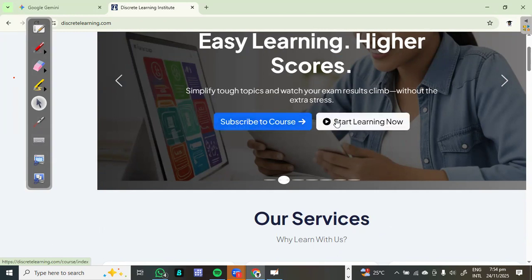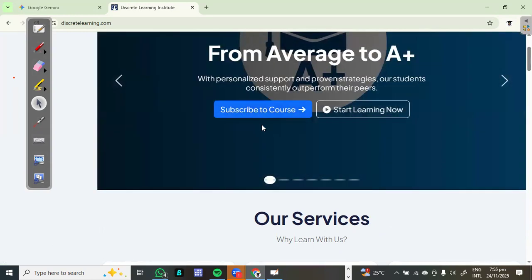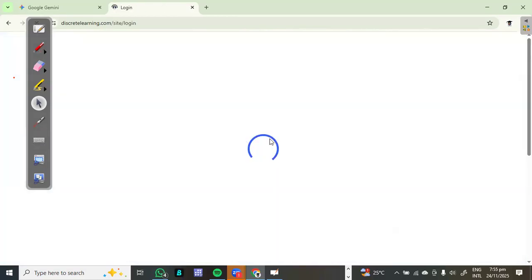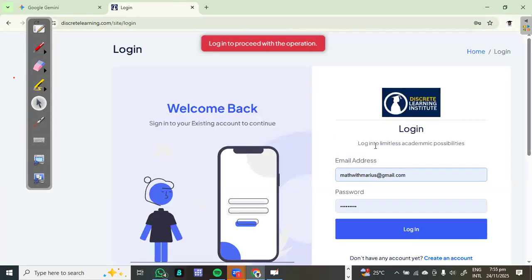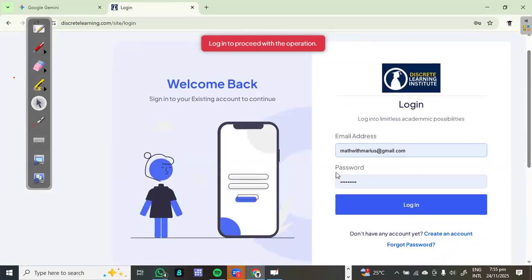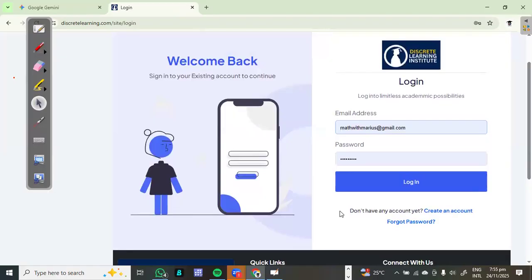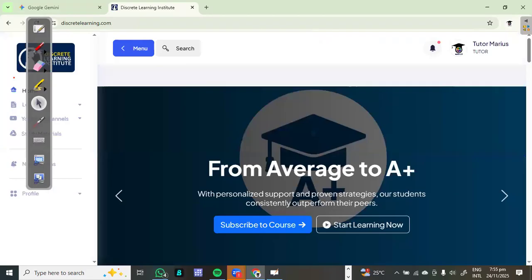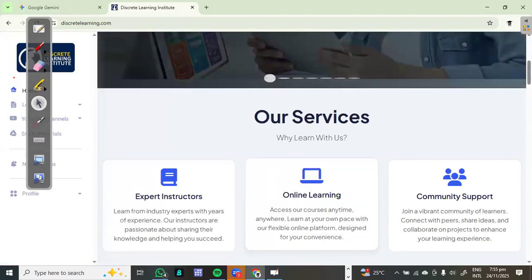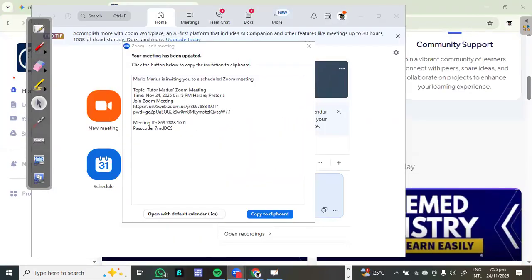If you've not registered for any course, you click there. Let me just load. It will bring you this option here. So if you have an account, you sign in to your account. If you do not have one, you can go create an account, and then you can log in. And then after logging in, you have these.